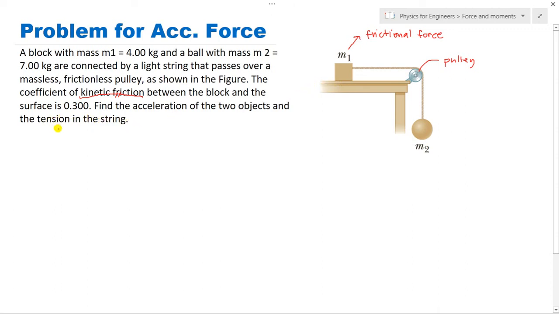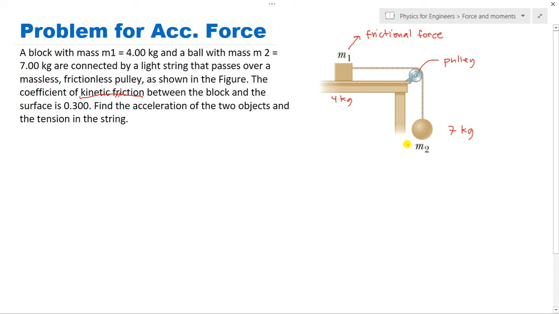So the last one is find the acceleration of the two objects and the tension in the string. So I think this is an Atwood machine. This is the application of the Atwood machine. So here na ako'y pangutanan ninyo. Since our mass 1 is 4 kg, the mass 2 is 7 kg.